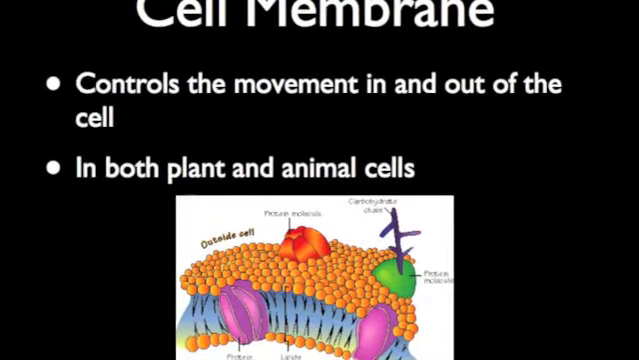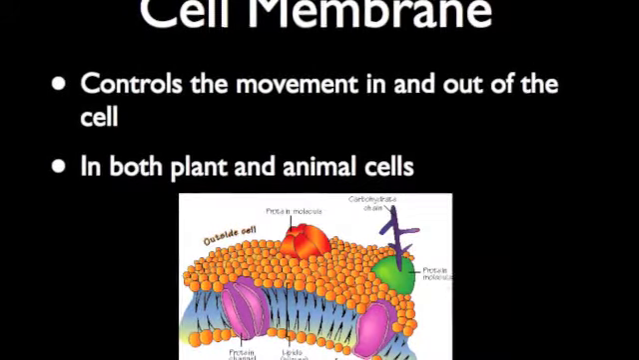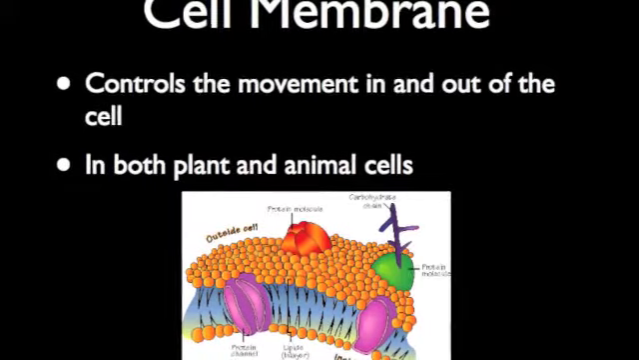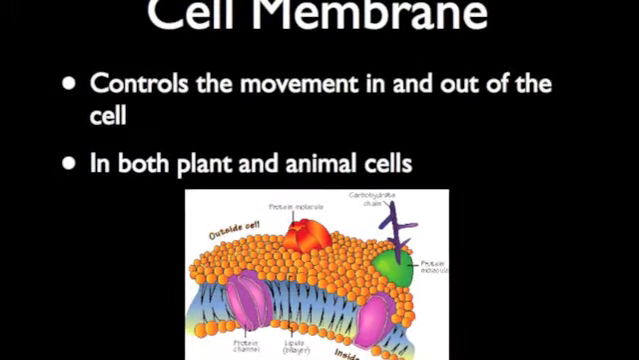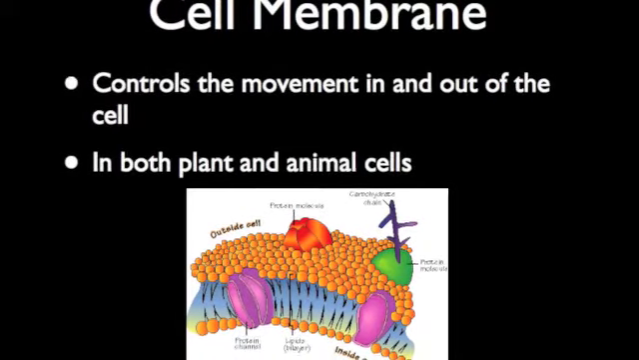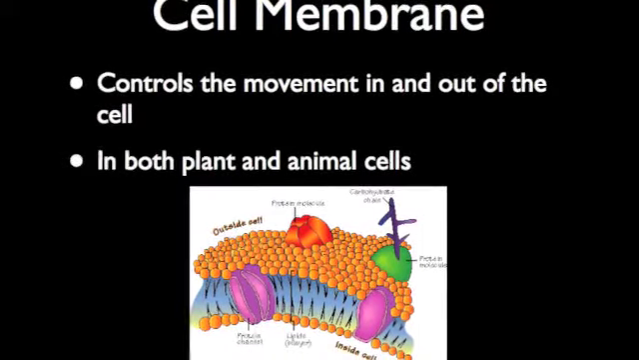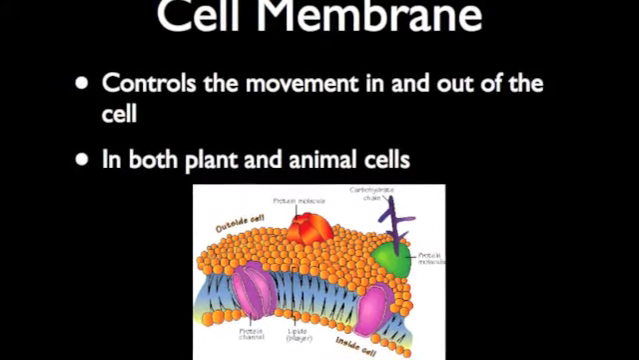The cell membrane. The main purpose of the cell membrane is to control the movement of substances in and out of the cell. Another name for the cell membrane is the plasma membrane. Both animal and plant cells have cell membranes. In animal cells, the cell membrane separates the cell's internal environment from its external environment. In plant cells, the cell membrane is surrounded by a cell wall.